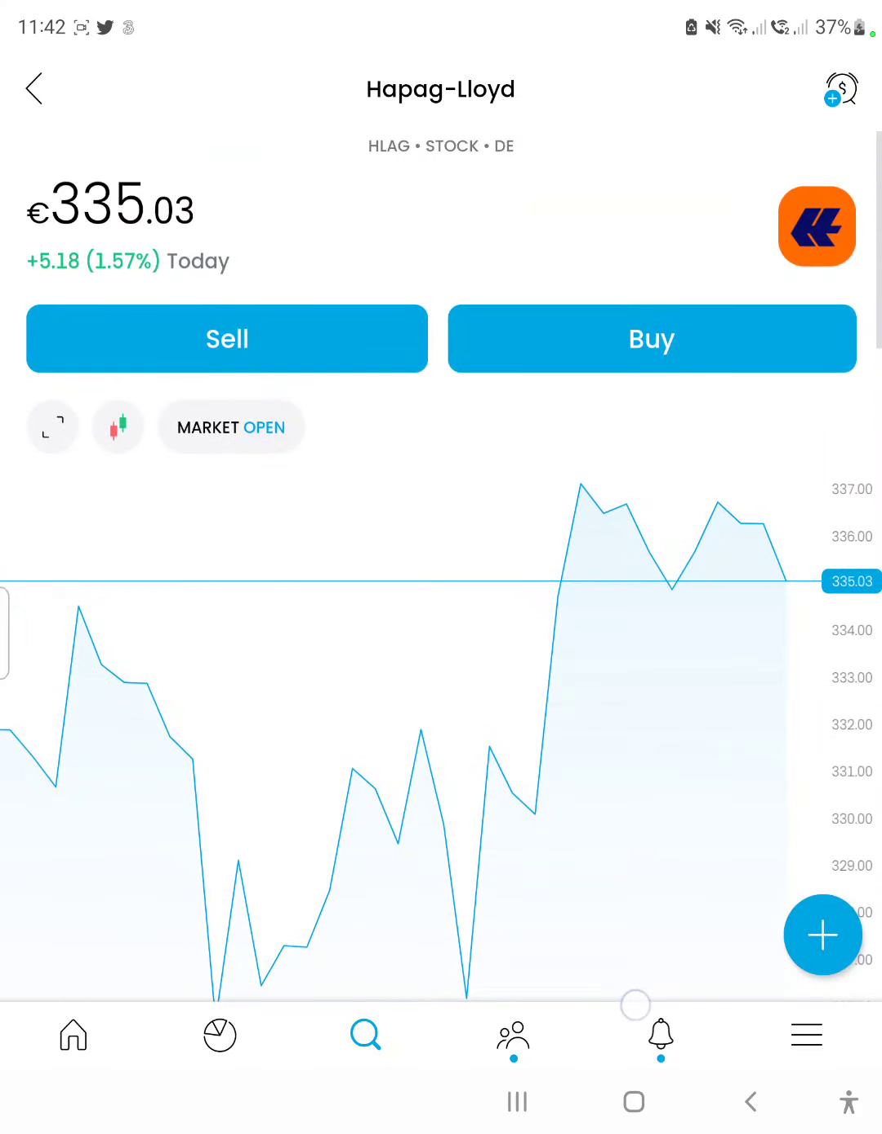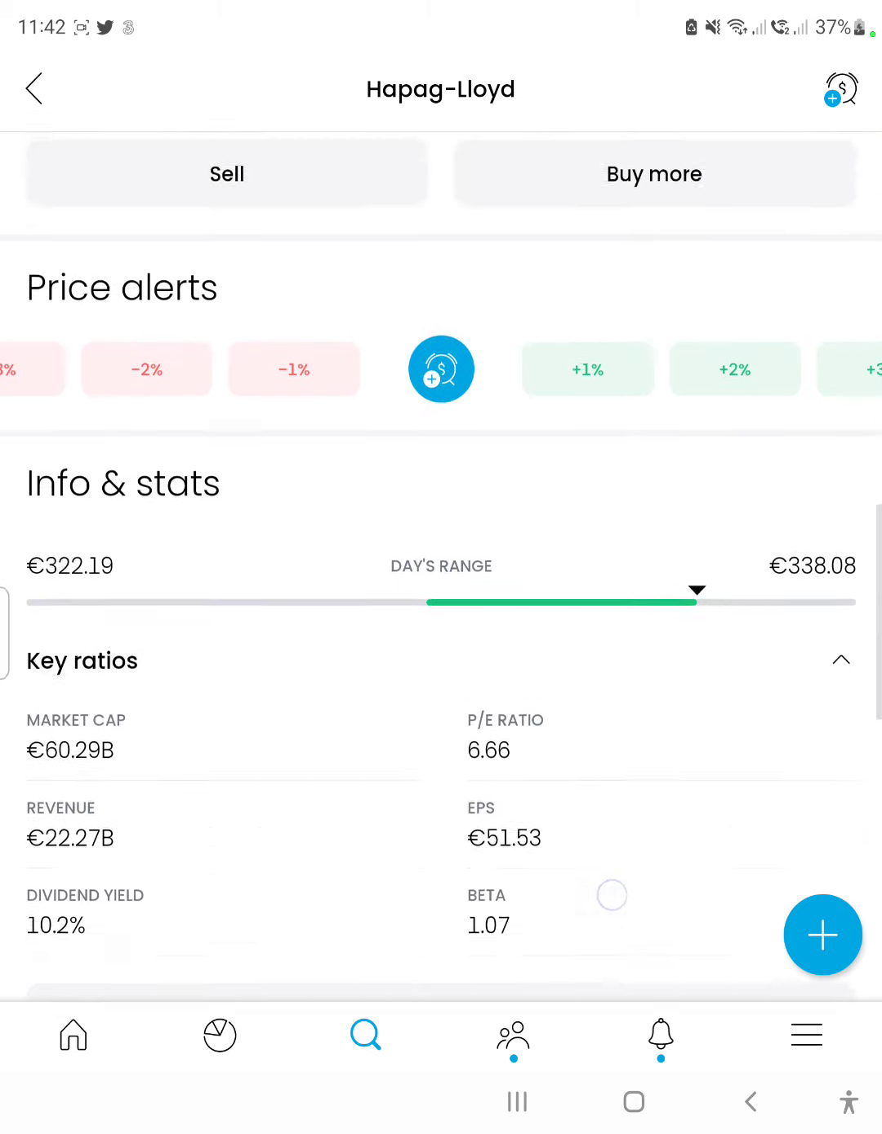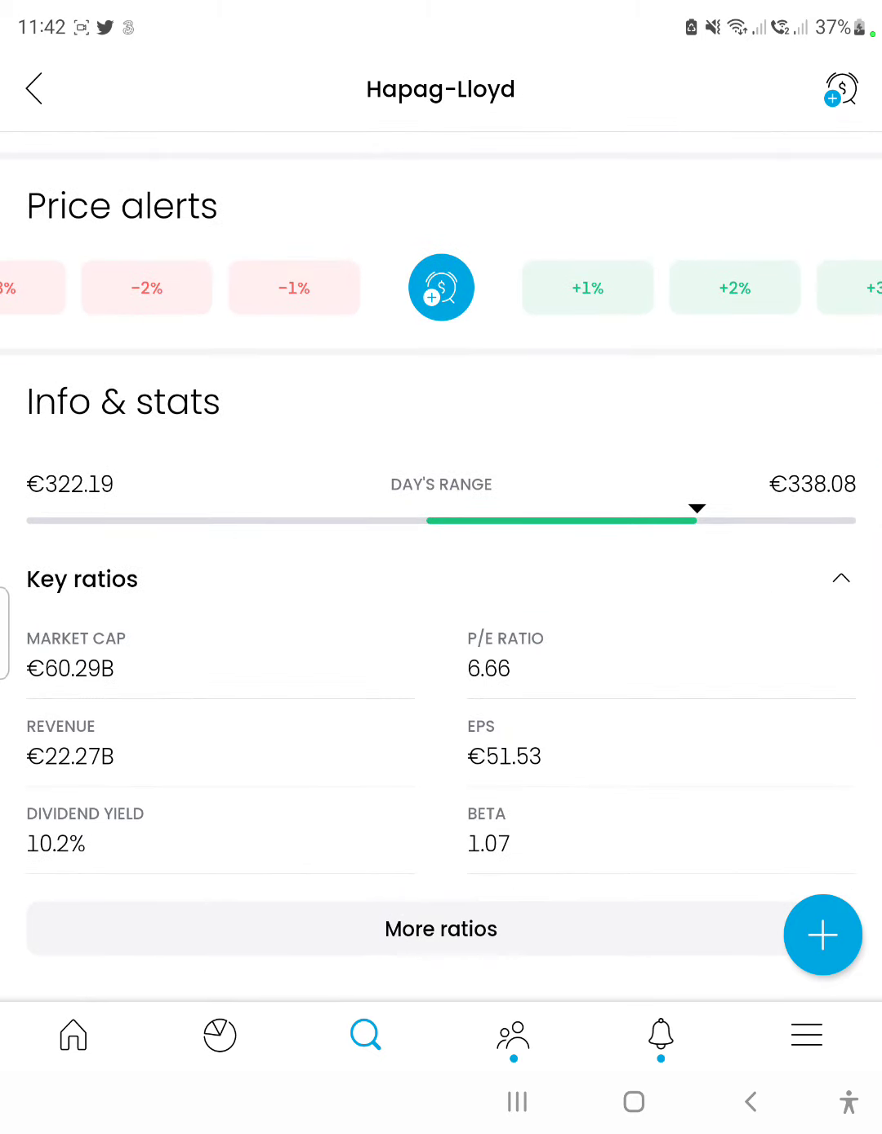which in this case is 335.03 euros, divided by the earnings per share, which you can see is 51.53 euros, which comes to a total of 6.66. So an overall idea of the PE ratio is kind of like the overall expensiveness of the company, and you can see each unit of the PE ratio as representing a year of how long it will take for you to have a return on investment.